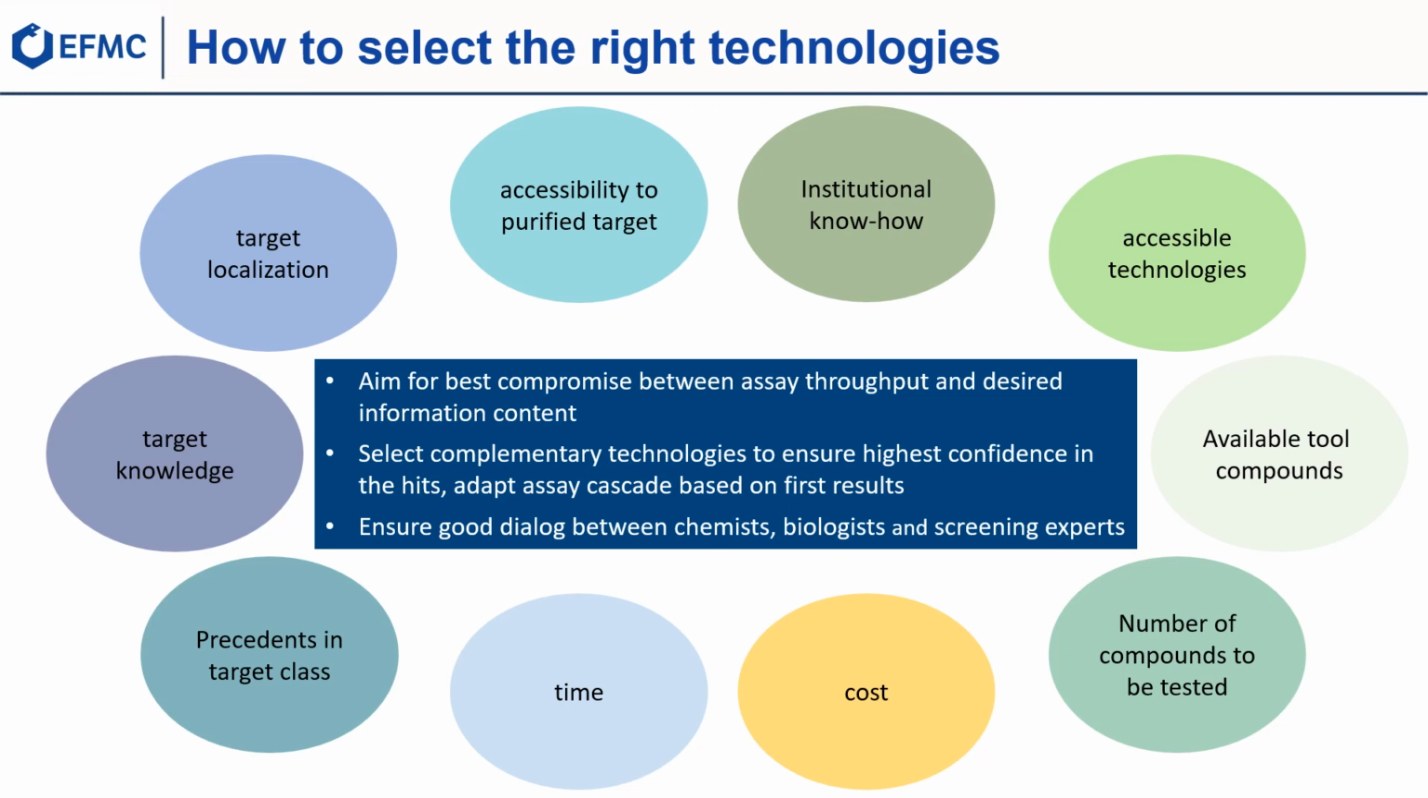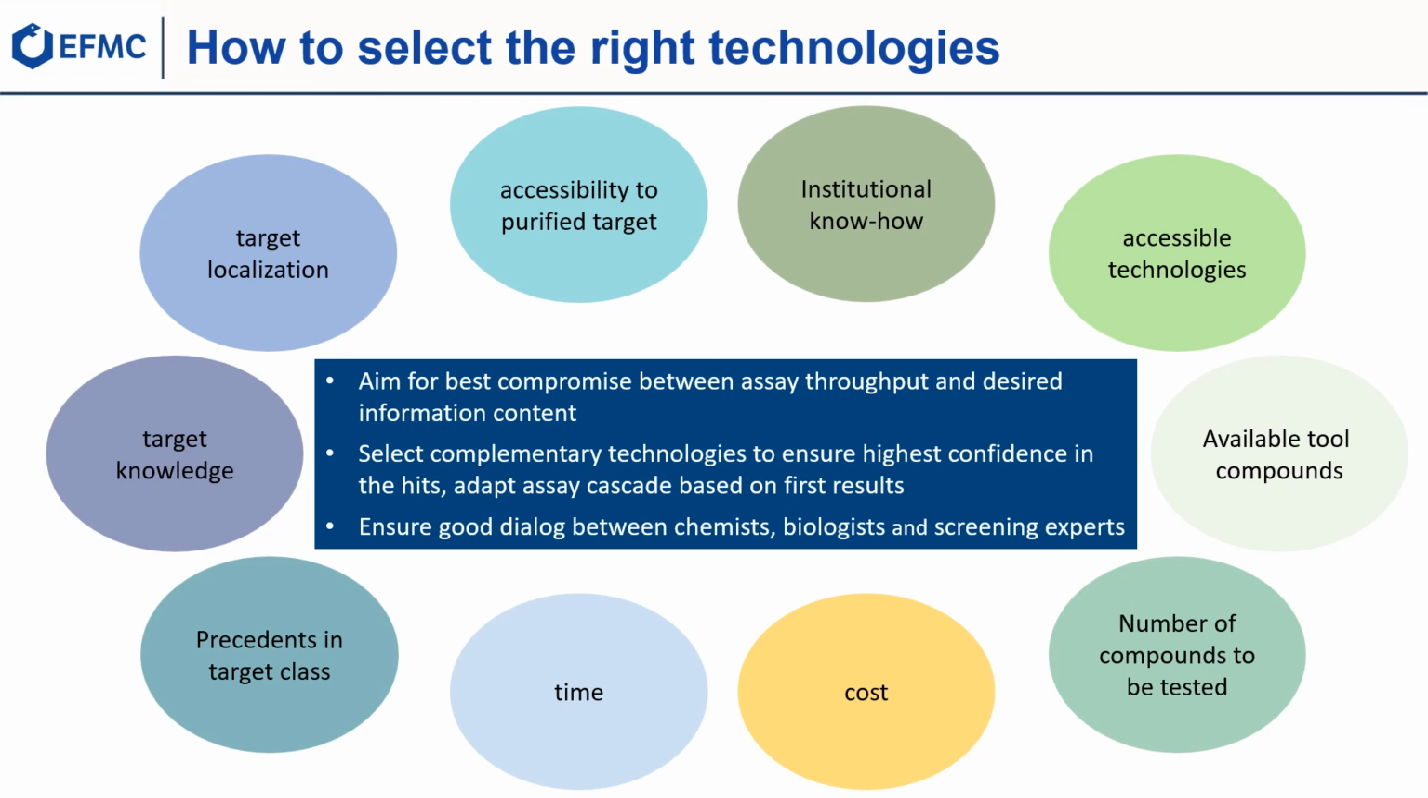The accessibility to various technologies, the kind and the number of tool compounds that are available, and the number of compounds to be tested, as well as time and cost. So, the aim is to look for the best compromise between the throughput of the assay and the kind and the quality of the information you can get. You have to select complementary technologies in order to ensure the highest confidence in the hits and then adapt the assay cascade based on first results.